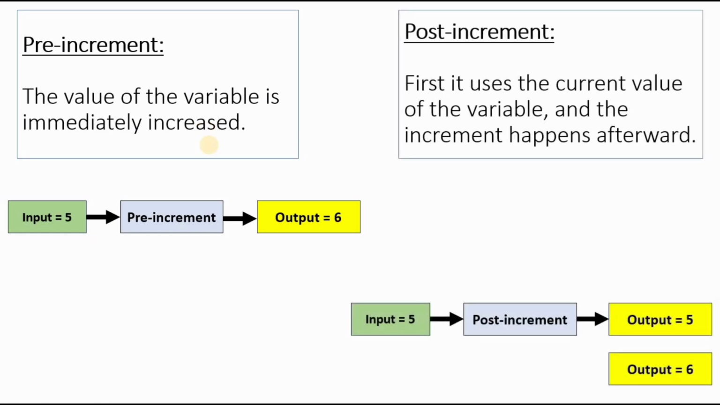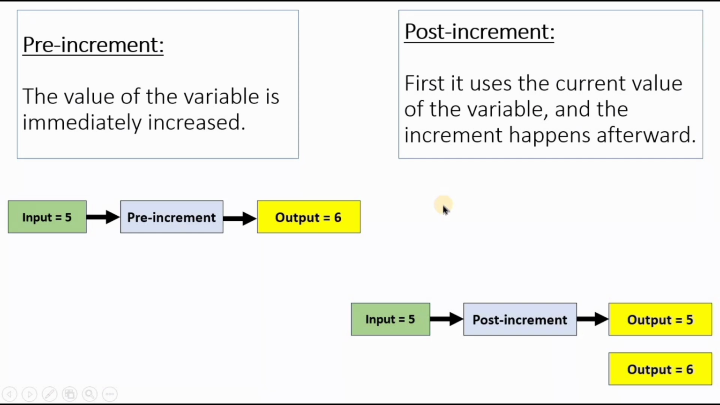But the concept of post-increment is different. As you can see, we have input 5. We applied post-increment and at output, the value remains the same as 5, but it increased in the next line. So that is the concept of post-increment. First it uses the current value and the increment happens afterwards.